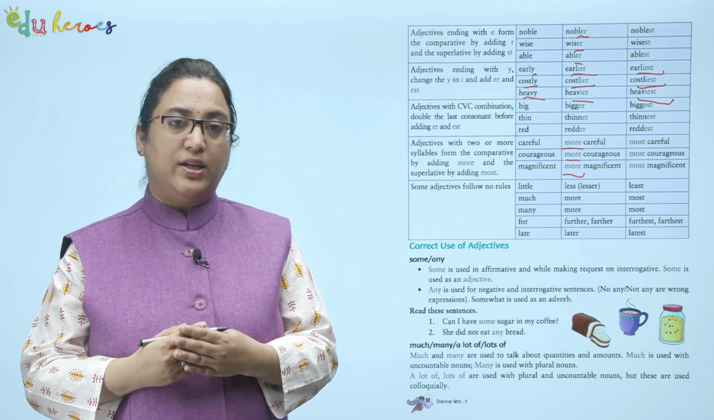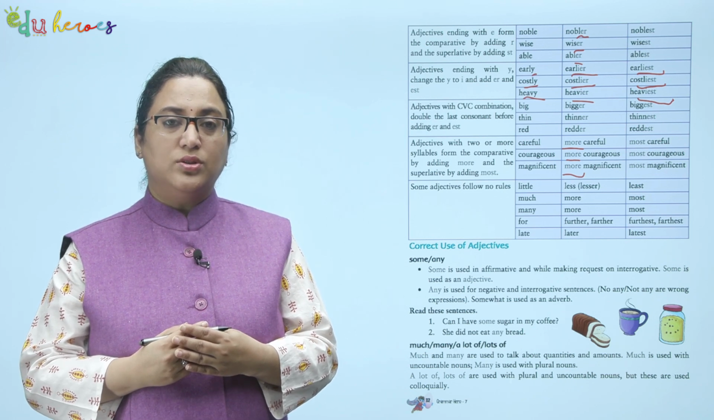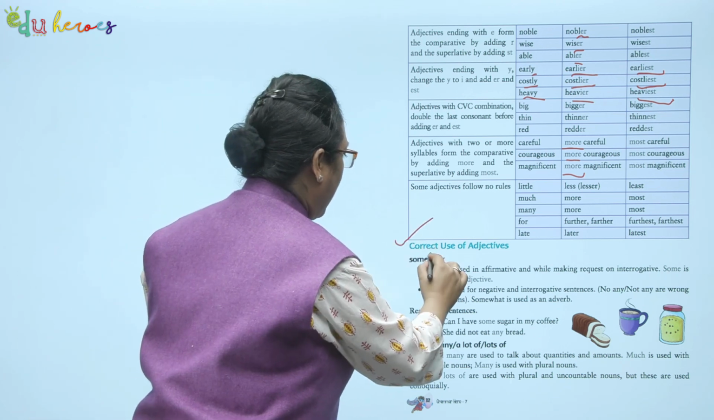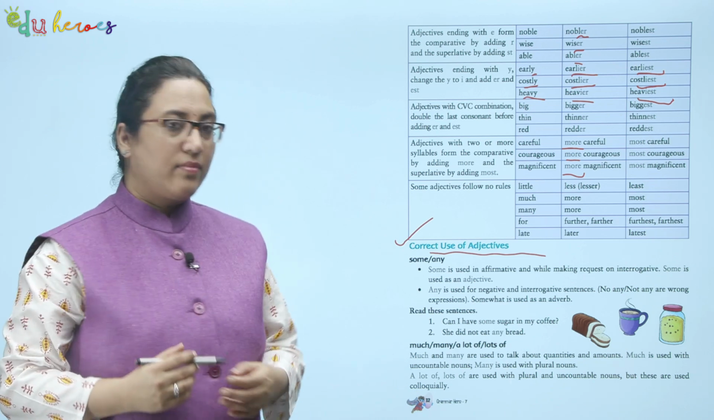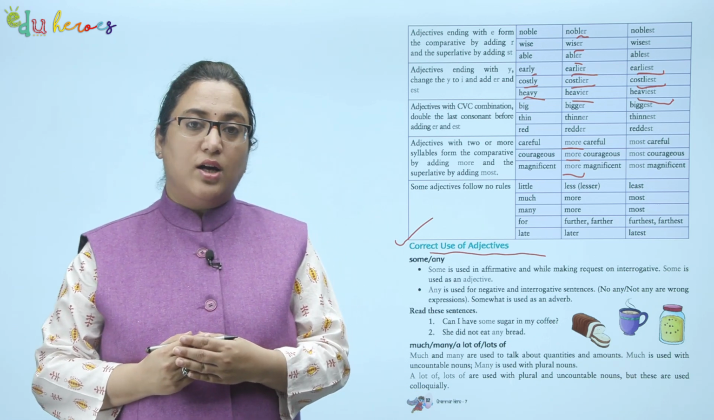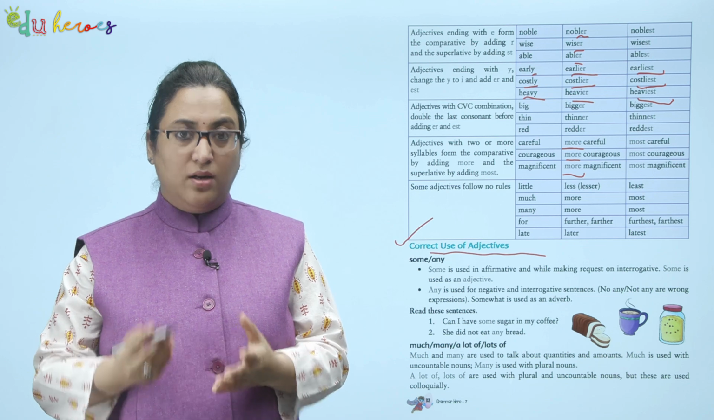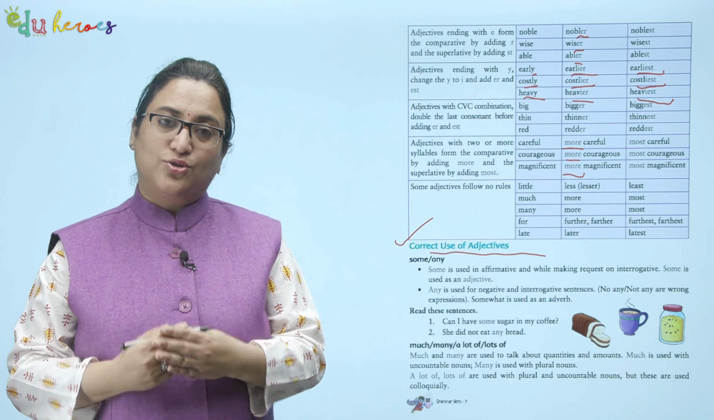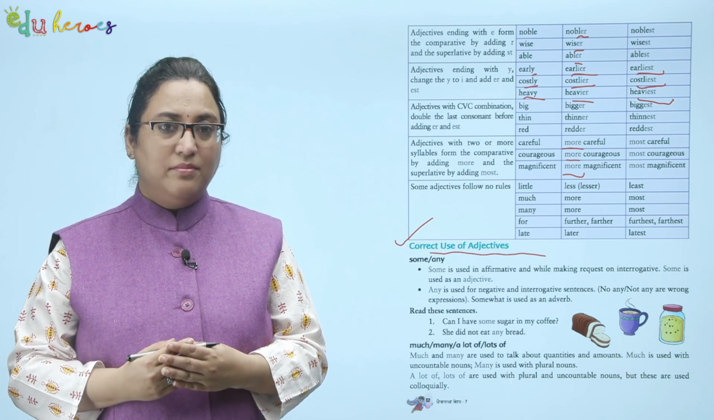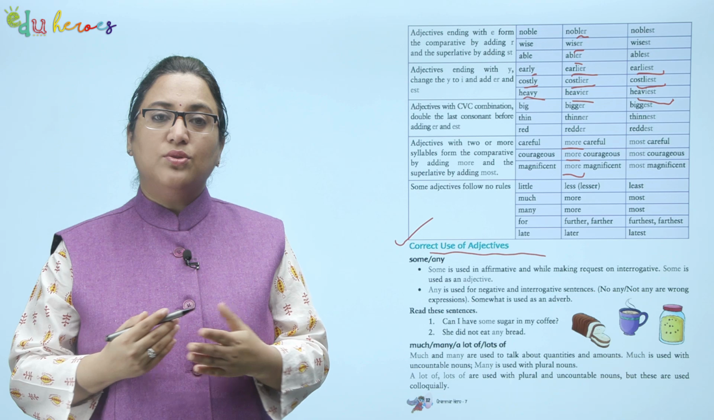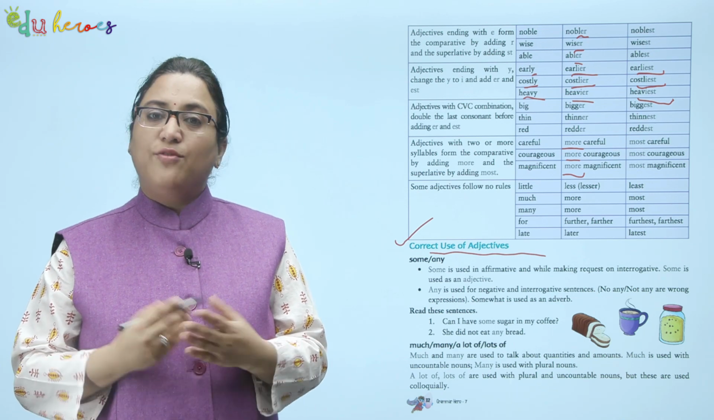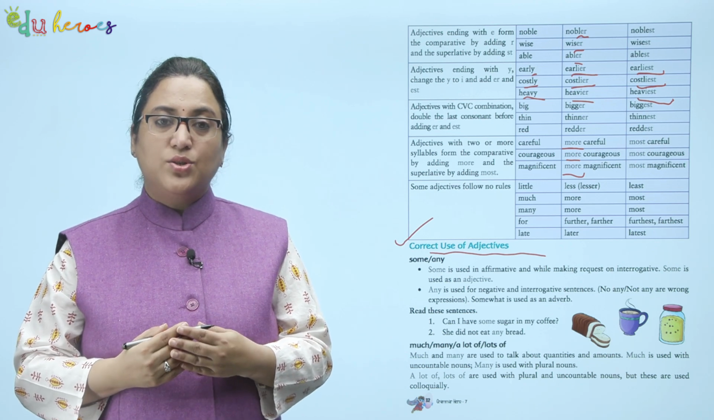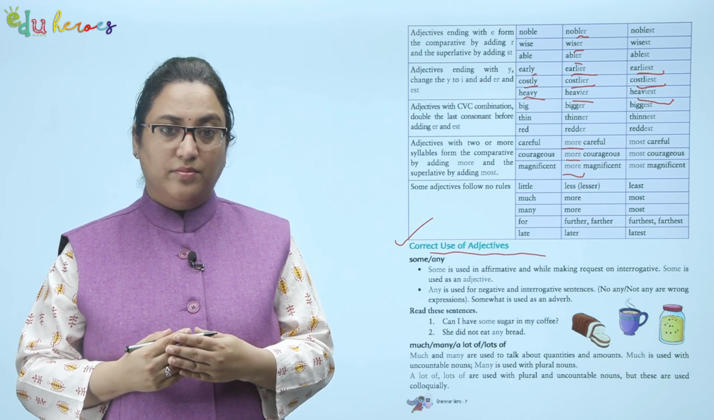Children, it's time that we learn how to use adjectives correctly. So, correct use of adjectives. Sometimes we come across some words which look similar, but the usage is quite different. Let's go through them. Some, any. Some is used in affirmative sentences and while making a request in interrogative. Some is used as an adjective here.